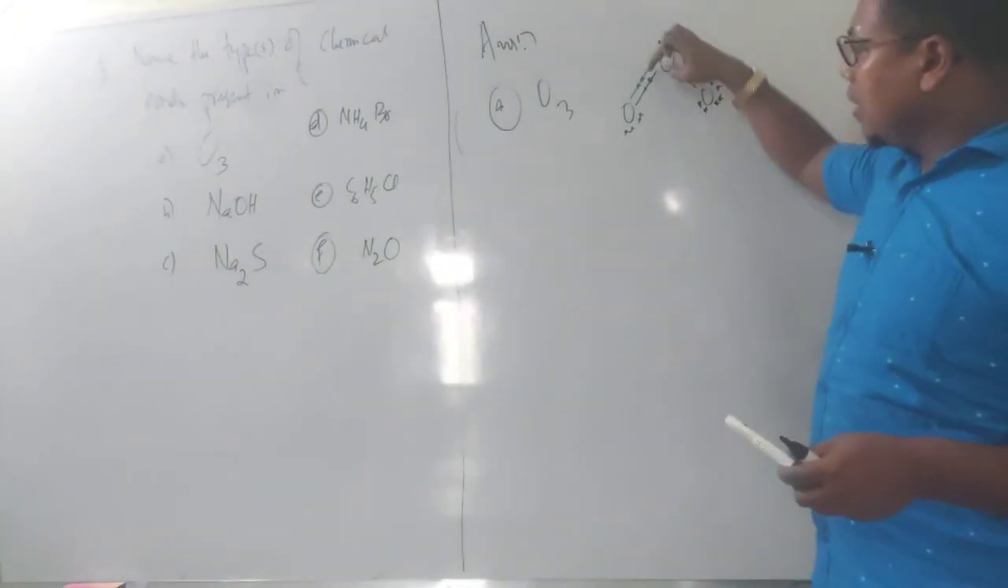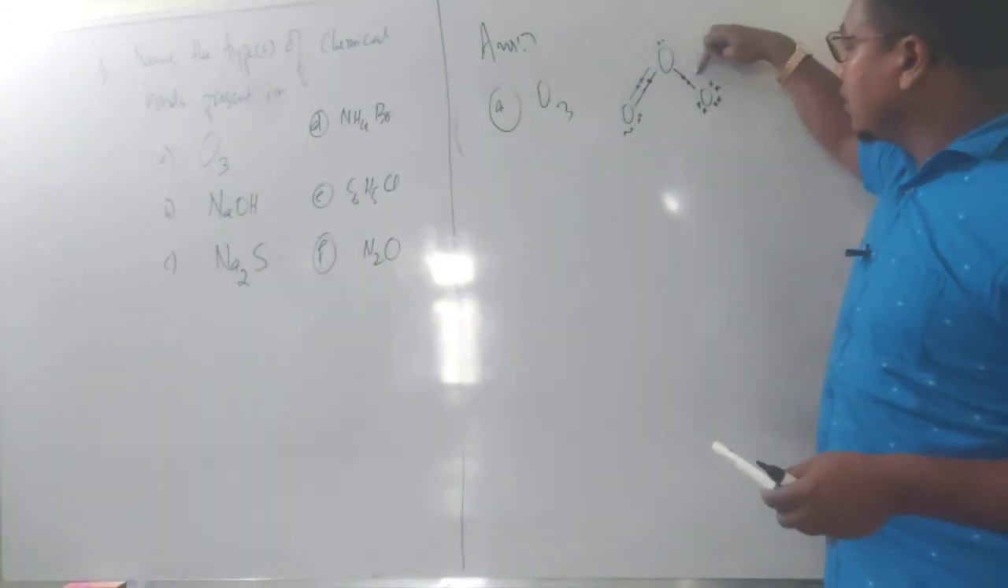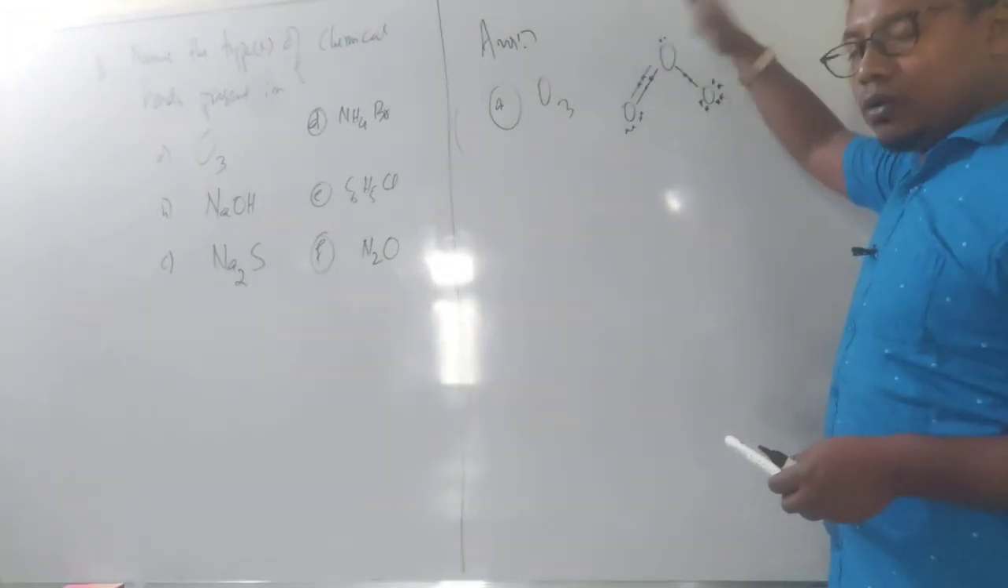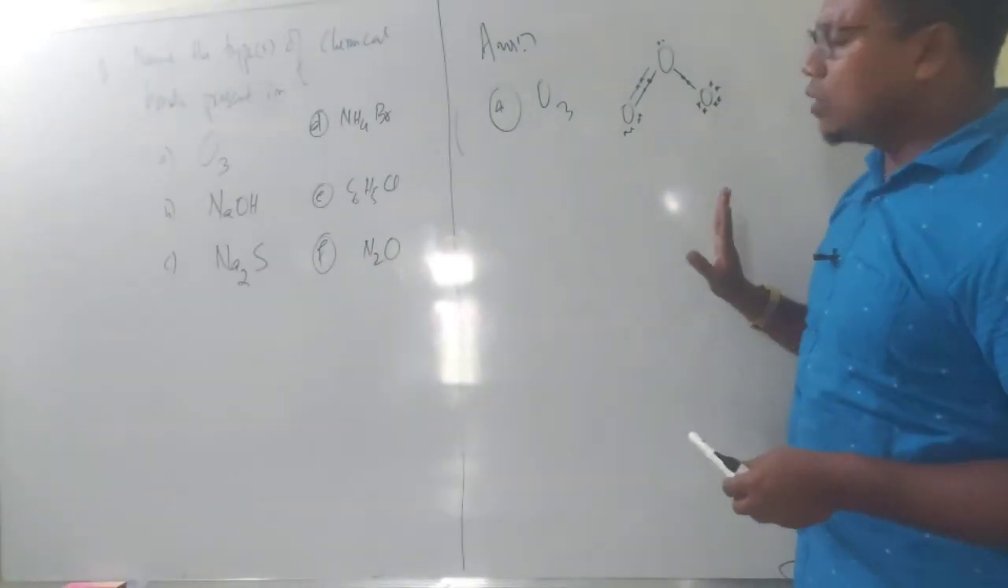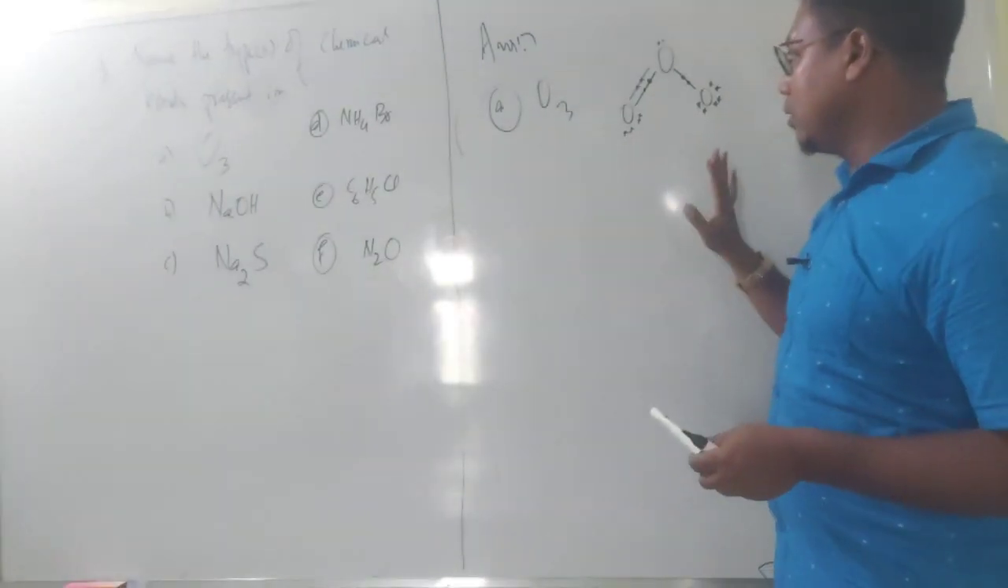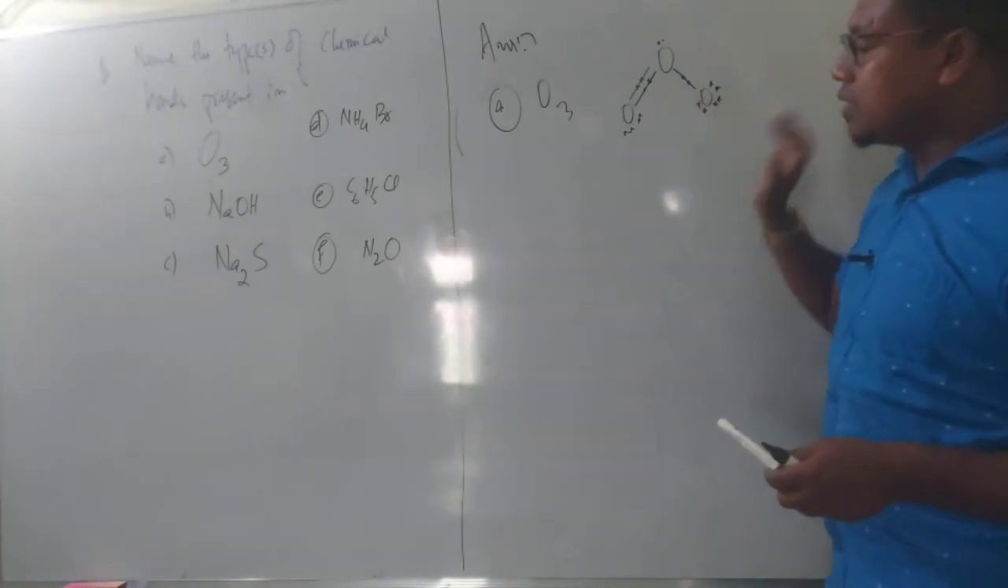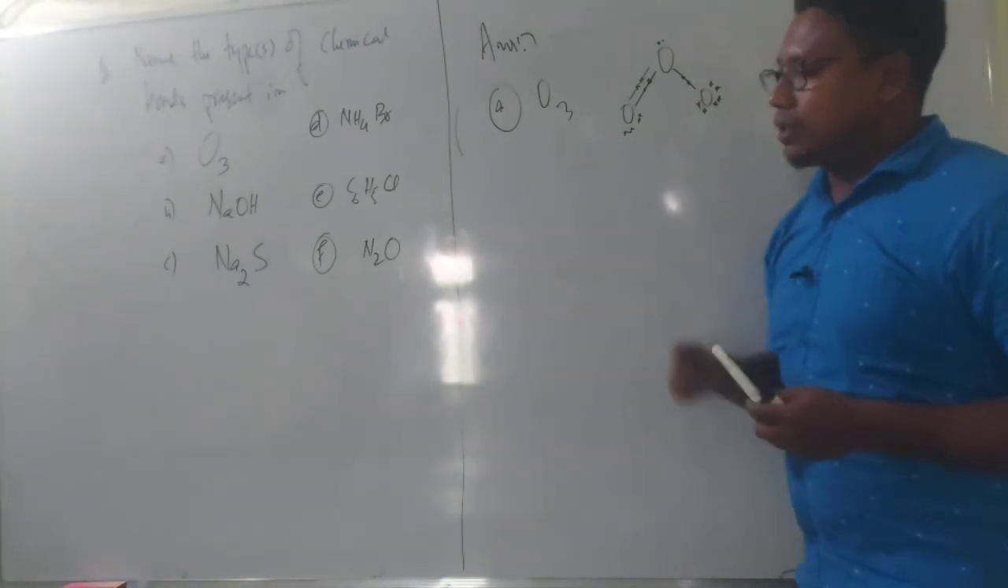So I can make this double bond here instead of here, and accordingly we will get 2 Lewis structures of ozone, right? So we need not draw the second Lewis structure. This is enough for the question.